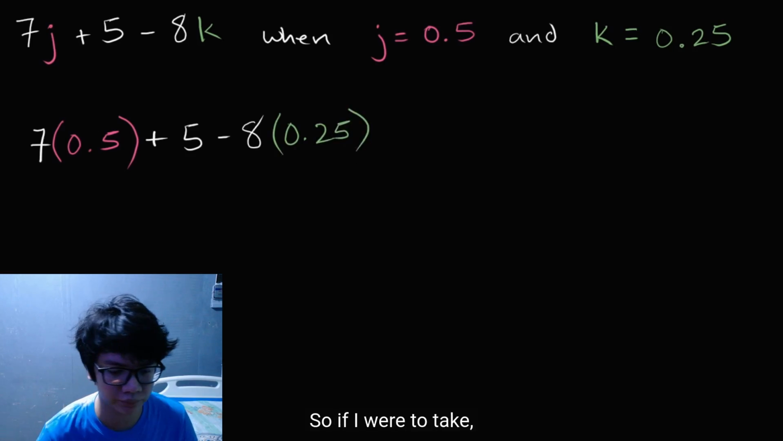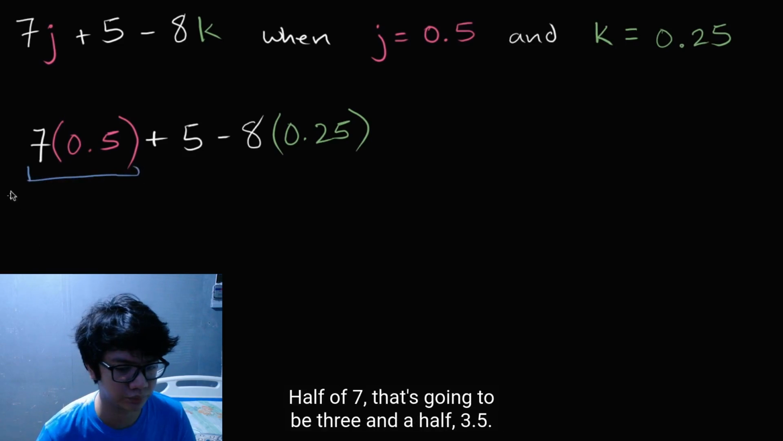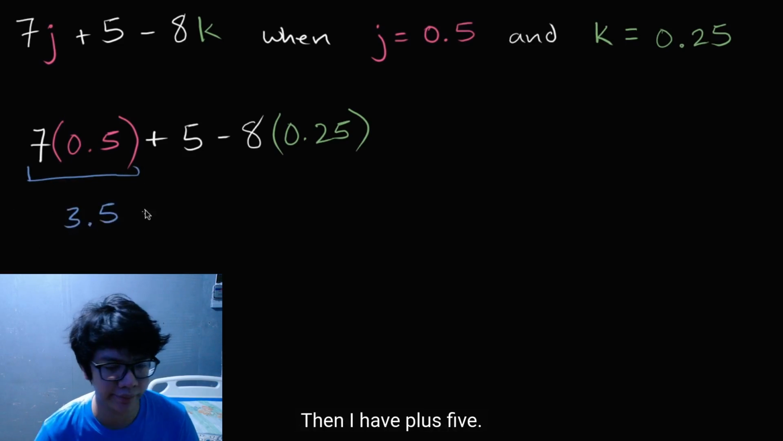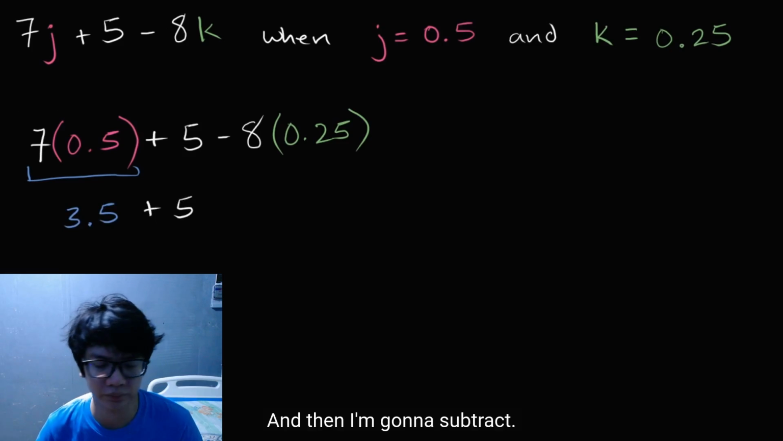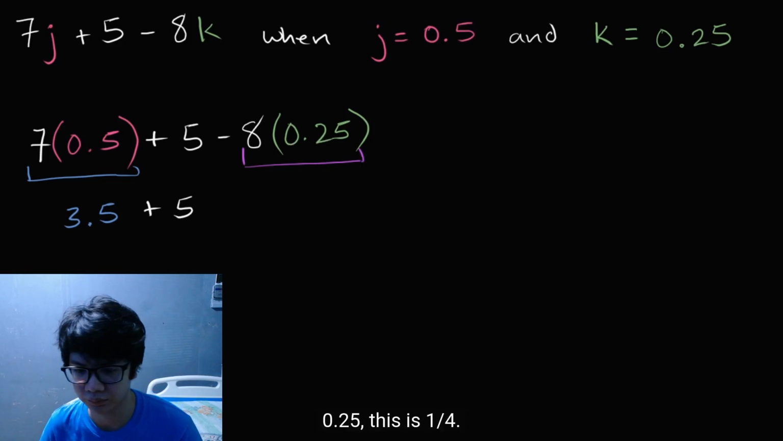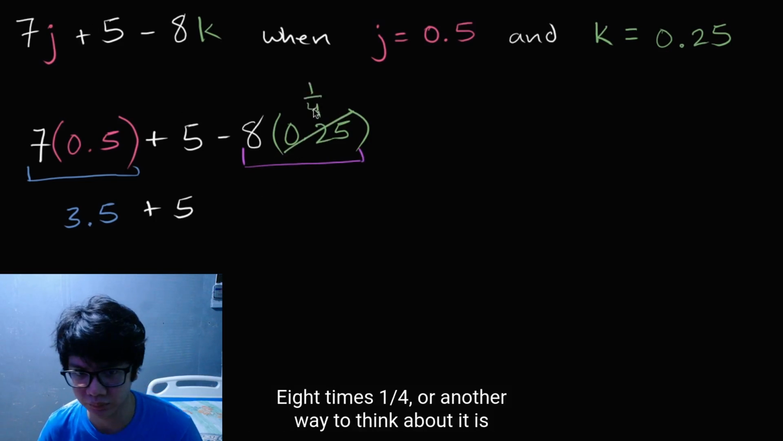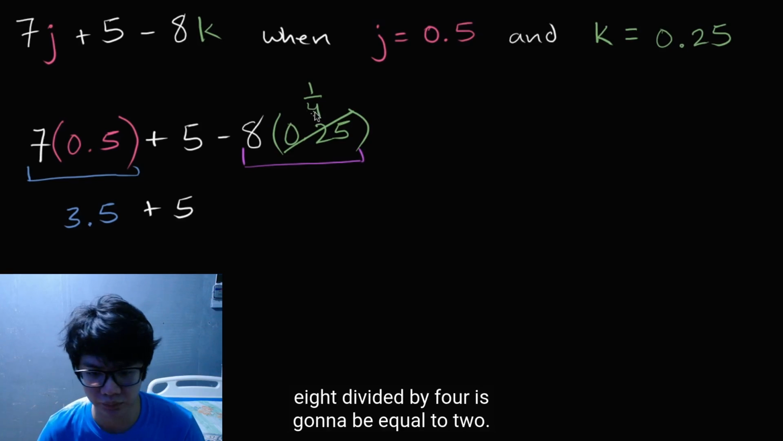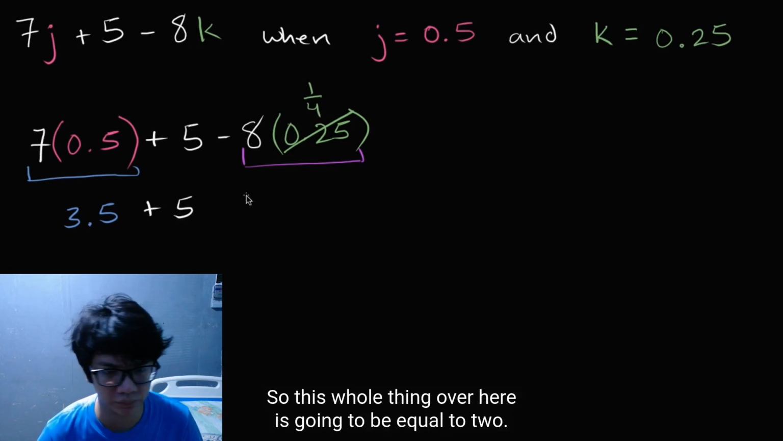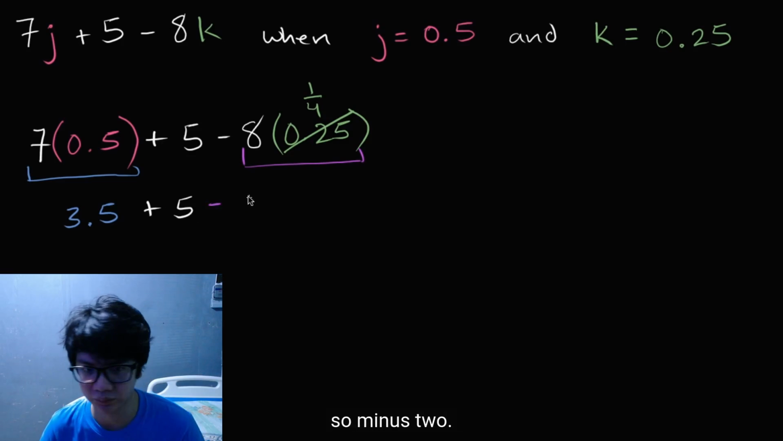So if I were to take 7 times 0.5, half of 7, that's going to be 3.5. Then I have plus 5. And then I'm going to subtract 8 times 0.25. 0.25 is the same thing as 1/4. 8 times 1/4, or another way to think about it is 8 divided by 4, is going to be equal to 2. So this whole thing over here is going to be equal to 2. So it's going to be minus 2.